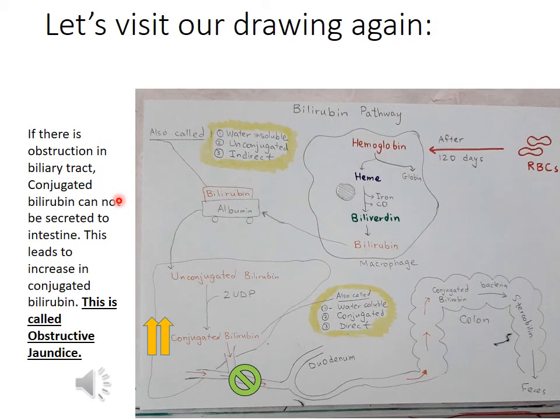Now let's imagine another disease. The common bile duct has some obstruction, either due to a stone or a tumor. What will happen? The conjugated bilirubin produced in the liver cannot be secreted into the biliary system. So conjugated bilirubin will increase in the liver and then it will be absorbed into the blood, leading to increase in conjugated bilirubin in blood. This is called obstructive jaundice. In obstructive jaundice, the direct bilirubin is high.